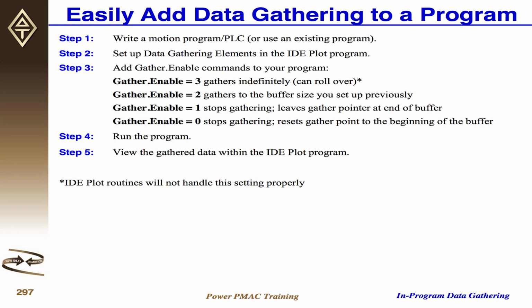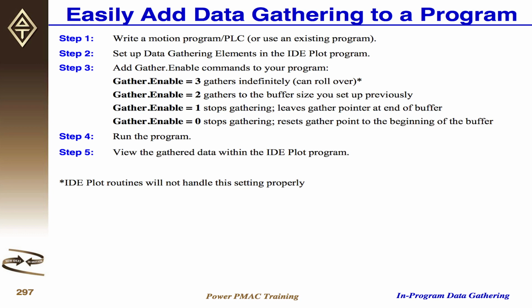So gather.enable equals 3 will gather indefinitely, which means it will fill up your available memory with gathered points and then roll over once it runs out of memory. I don't recommend using gather.enable equals 3 from a motion program because that can sometimes break the plot program. The plot program will actually turn on gather.enable equals 3, I believe. But if you do it from a program, it gets a little bit confused.